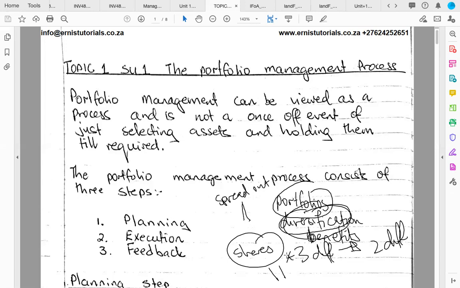You can diversify by holding different shares, but you can also even diversify by holding different assets.